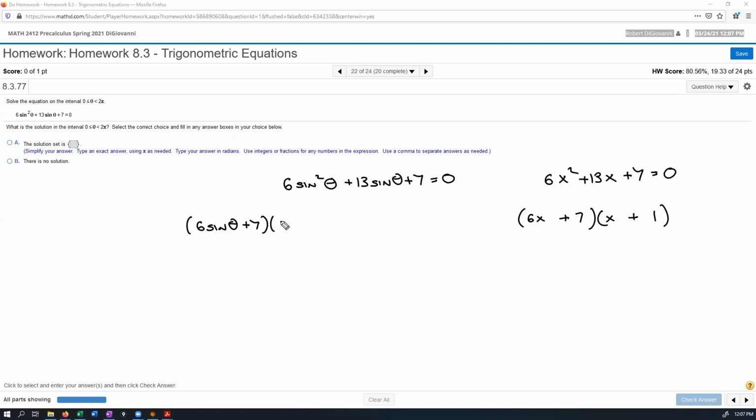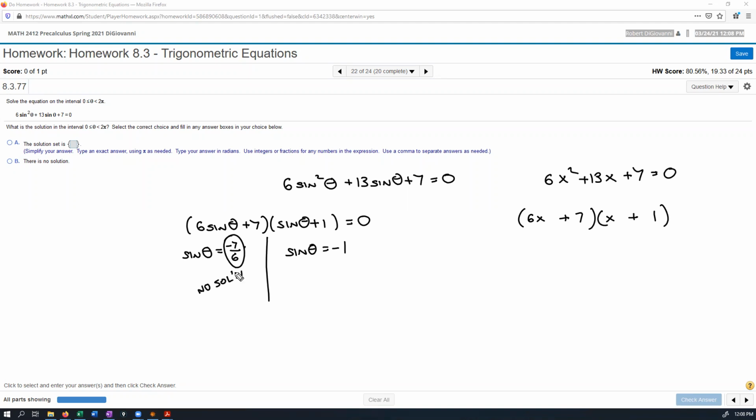And then sine theta plus 1 equals 0. Set them both equal to 0. So this becomes sine theta, check for yourself, just do the arithmetic, is -7 over 6. And this one is sine theta is -1. Now this will not have a solution because -7 over 6 is bigger than 1. Sorry, bigger than -1, so we can't get this to ever come out of the sine function. So there's no solution here.